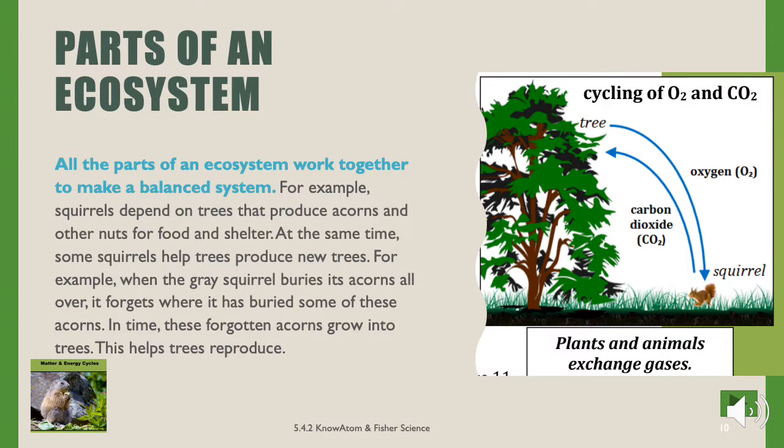All parts of an ecosystem work together to make a balanced system. For example, squirrels depend on trees that produce acorns and other nuts for food and shelter. At the same time, some squirrels help trees produce new trees. For example, when the gray squirrel buries its acorns all over, it forgets where it has buried some of these acorns. In time, these forgotten acorns grow into trees. This helps trees reproduce.